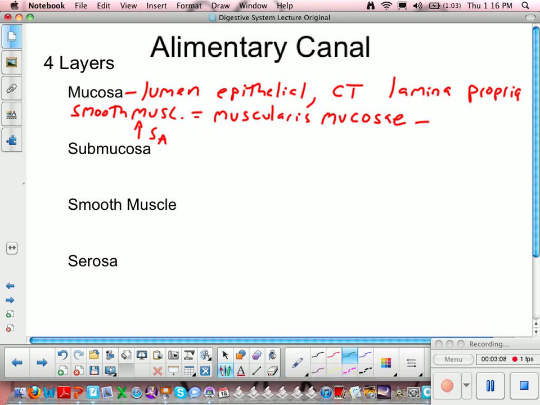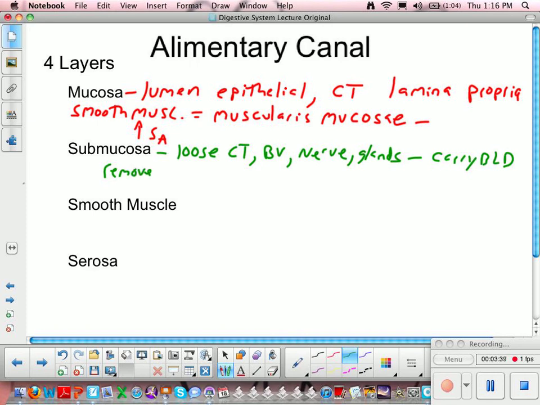The submucosa is just loose connective tissue. And it's holding our blood vessels, nerves, glands. It's carrying blood to the alimentary canal, so removed nutrients can be absorbed.